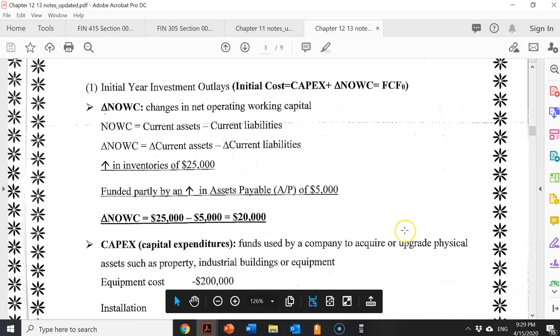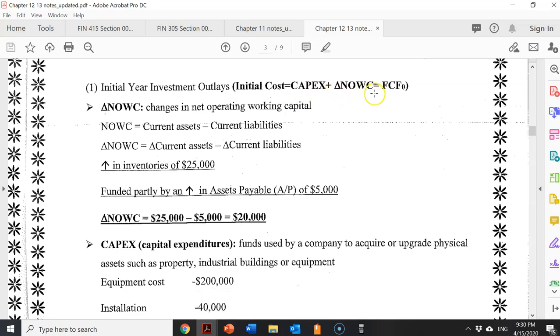Let's first look at initial cost, which is the sum of capital expenditure and delta NOWC as free cash flow 0. For delta NOWC, it's the change in net operating working capital, which is the change in current assets minus the change in current liabilities. We have an increase in inventories of 25,000 and an increase in accounts payable of 5,000. So the delta NOWC for this project would be 20,000, because we used 20,000 to pay for the inventories in cash.